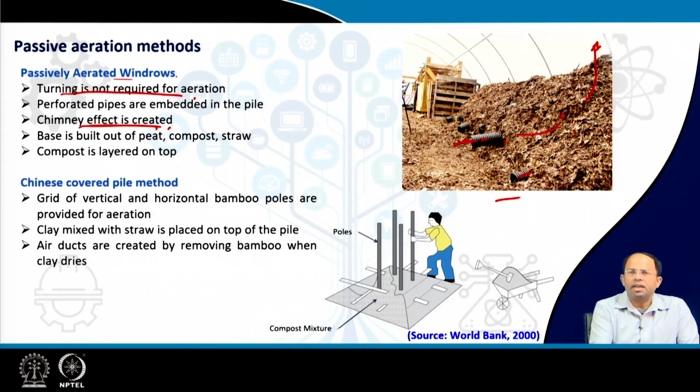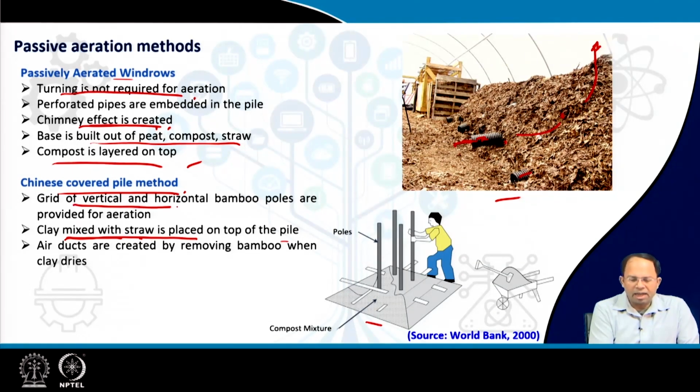So it's a passively aerated windrow, and the base is built out of peat, compost and straw. This allows drainage to happen and also allows some amount of aeration as well, and compost is layered on top, so that for the same reasons we can create insulation and so on. Now a variant of this particular method is the Chinese covered pile method, where instead of using pipes, we cover the entire compost with clay mixed with straw placed on top of the pile. So that means this clay mixed with straw provides that insulation cover.